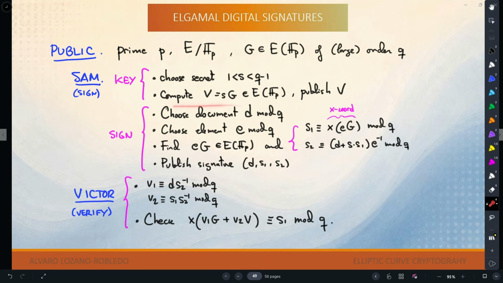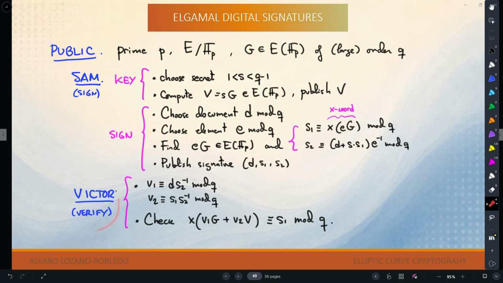And now you choose your document. This q is very large, so sometimes you can encode the entire document as a number modulo q, or you can encode the beginning of your document, the first however many characters, as a number modulo q. So you choose a document that you're going to sign. You choose an element E mod q, again something random, and then you find E times G and 2 numbers, S1 and S2. S1 is the x coordinate of that point, EG, and you publish your signature: D, S1, and S2.